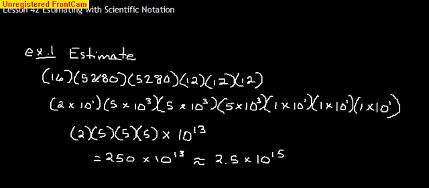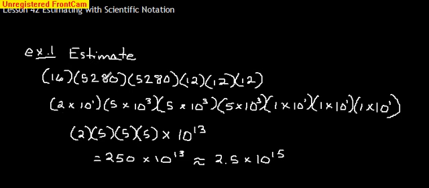We have these numbers that we're multiplying together. First thing you're going to do is put each number in scientific notation with only one digit. So 16 is closest to 20, but we're not going to put 20. We're going to put 2 times 10 to the first power. So you're going to round it to what's closest, and you just use the first digit, and then you put the rest in scientific notation.